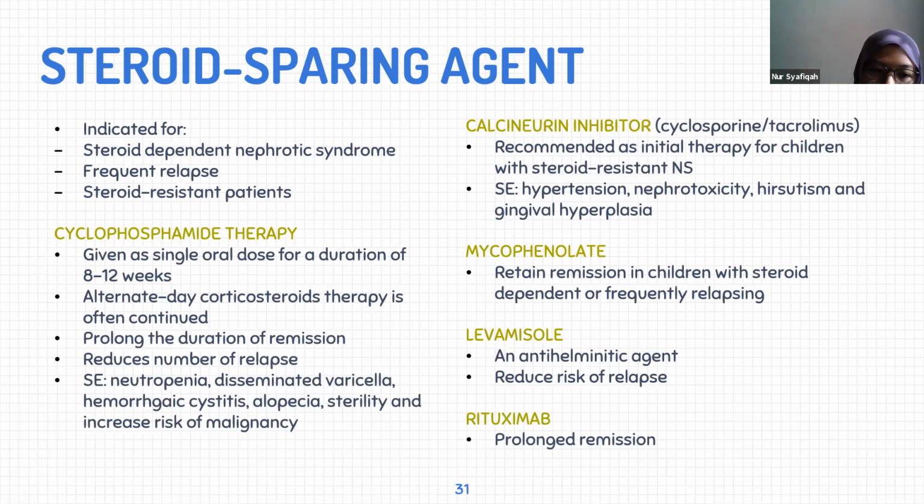However, during cyclophosphamide therapy, we might also give alternate day corticosteroid therapy. And also, cyclophosphamide therapy is believed to prolong the duration of remission and also to reduce the number of relapses. However, we need to monitor the side effects of the drug closely. So then we have a few other steroid sparing agents.